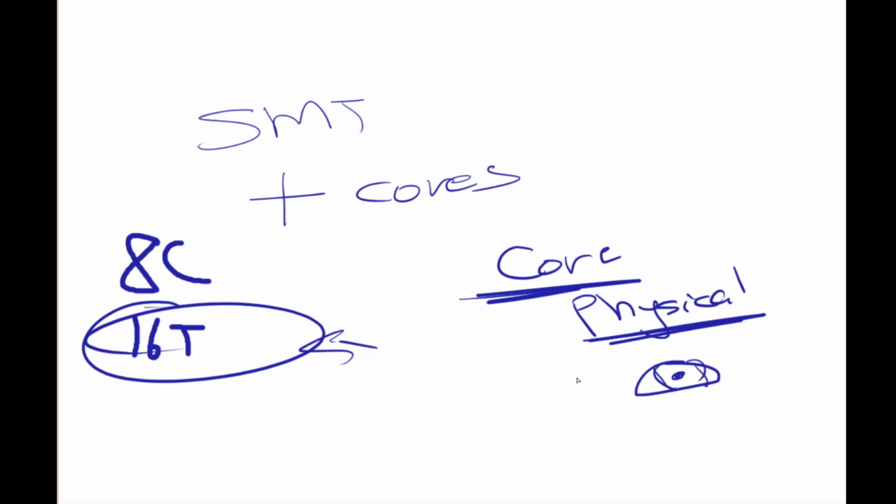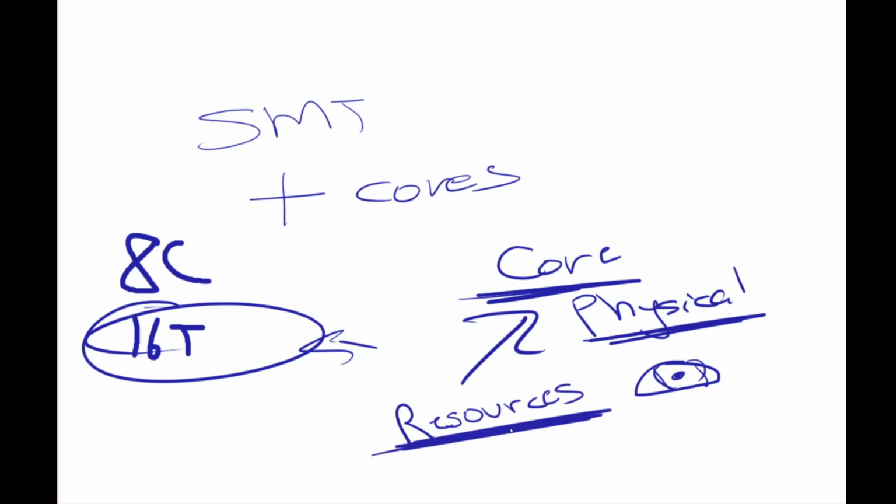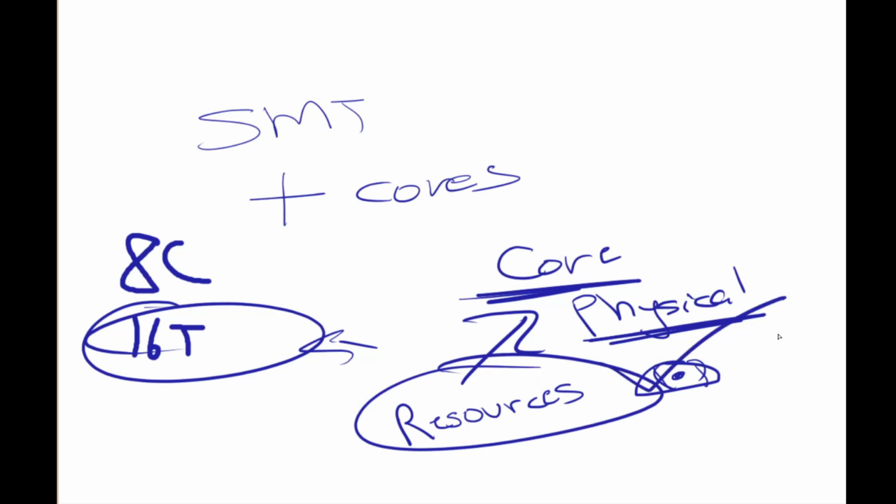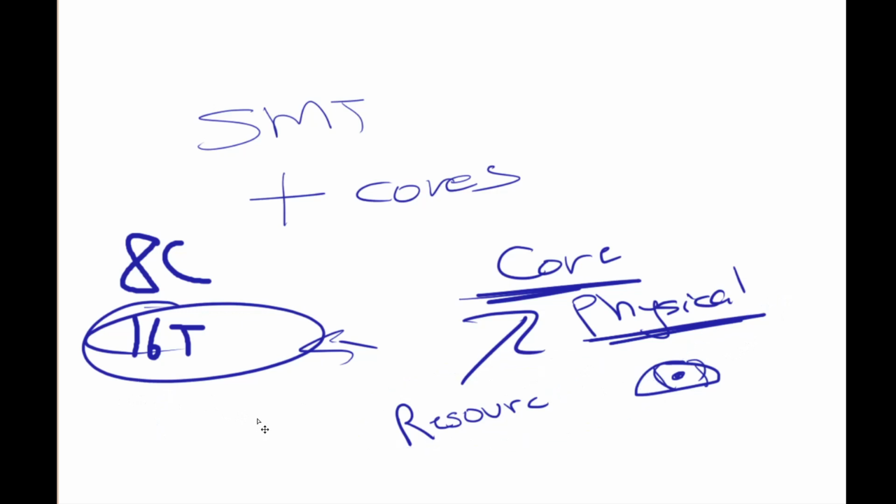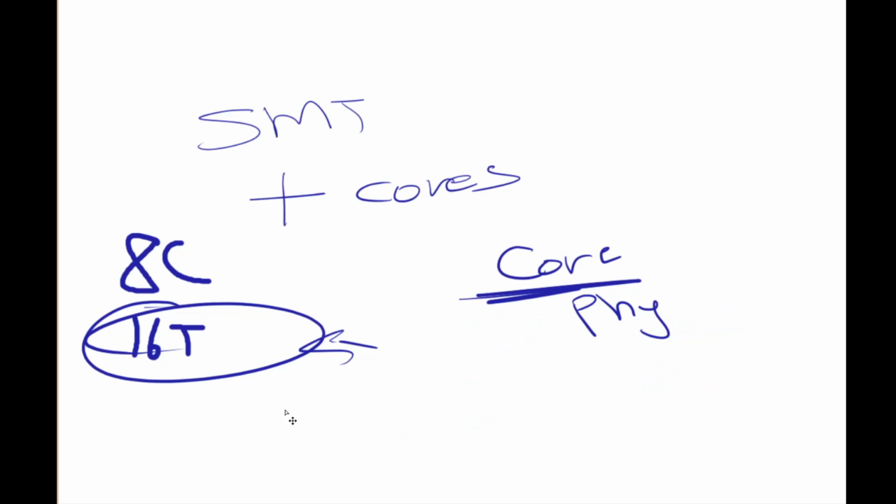A core is a collection of resources. Having SMT does not in any way duplicate resources, okay? Having SMT results in the same amount of resources. It just allows you to better utilize those resources by allowing multiple threads to run on your core. Okay? And that's pretty much it. You now have a pretty decent working knowledge of what SMT is.